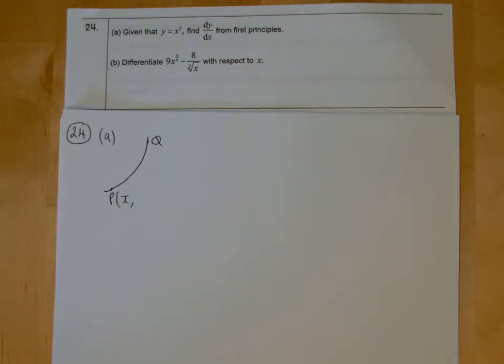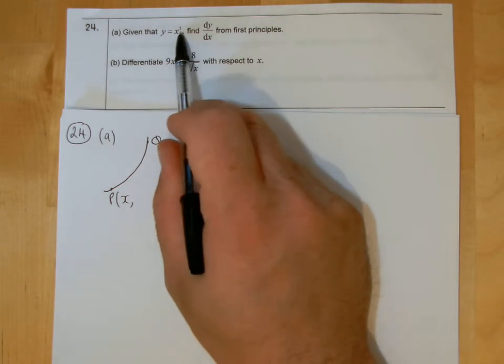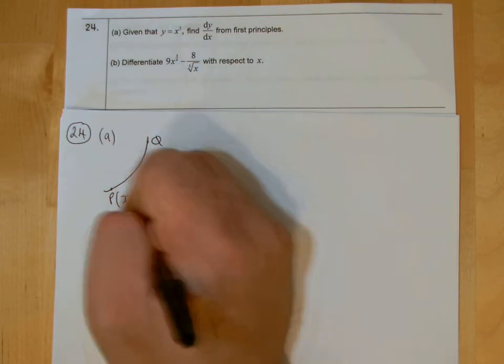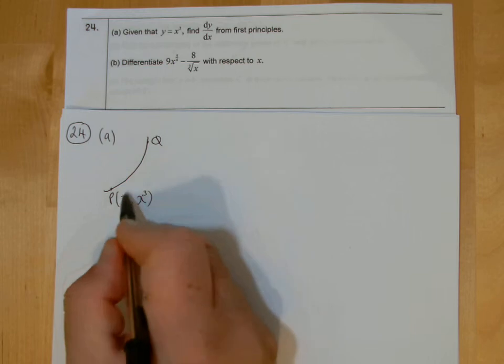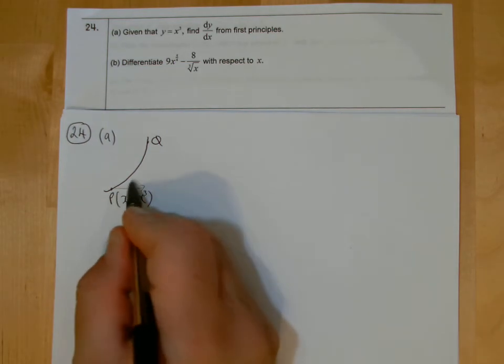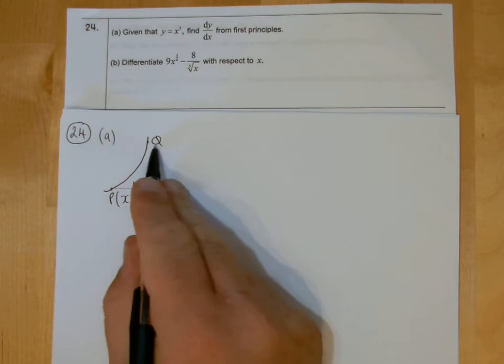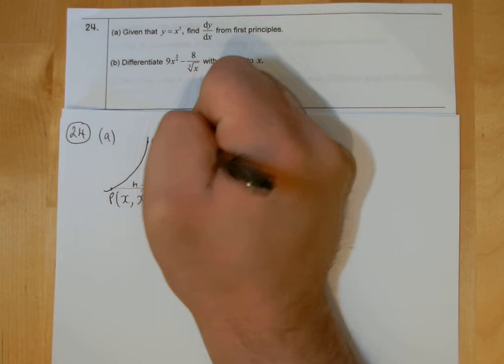So if my X value is X, my Y value then, well, to work out Y, you just substitute the X value in here, yeah? So if it's a general point X, my Y value will be X cubed. And what I do then is, of course, with differentiation, we go across a little distance, H, yeah? When we do differentiation from first principles to my point Q. So my point Q will have X value X plus H, okay?